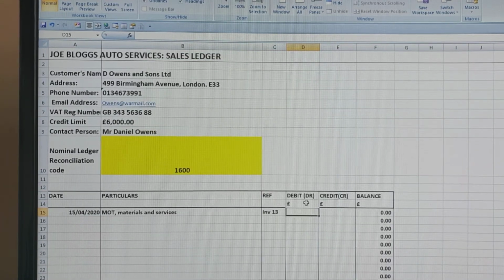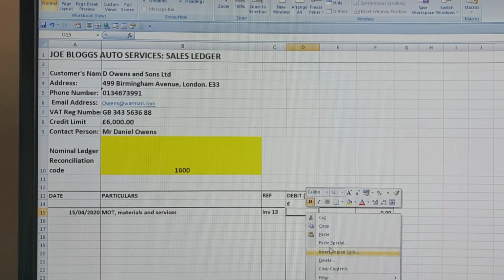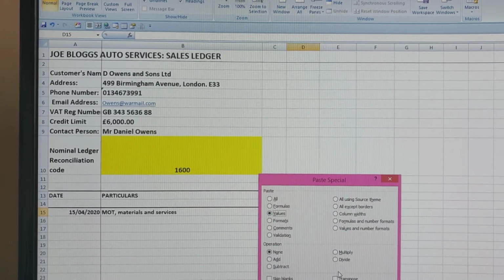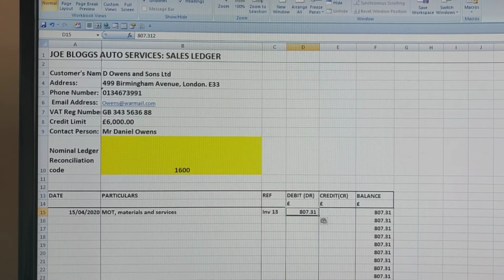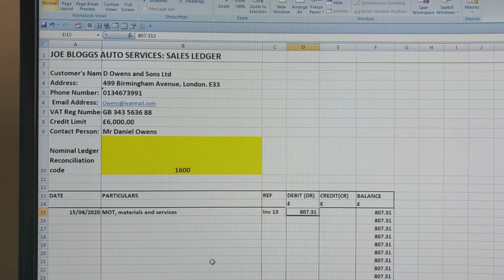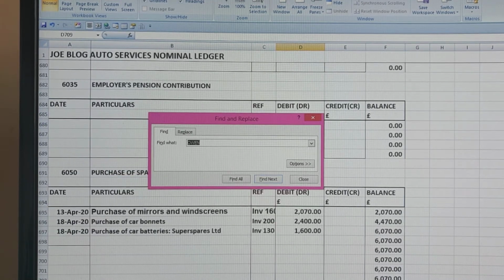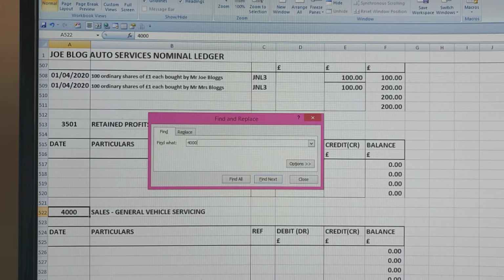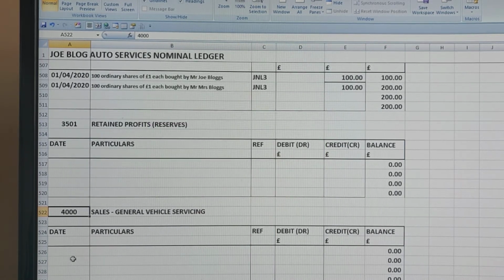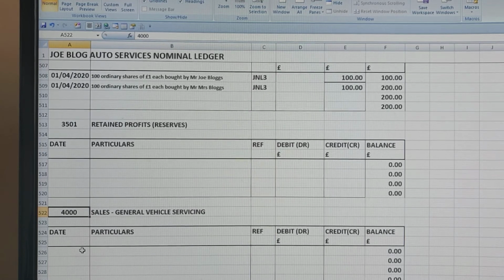Because the customer has to pay all of these to Joe Blocks Auto Services Limited. So we have done that. That's everything. That is the amount that is owed by the customer, including the VAT. Now, if I go to the nominal ledger, to the account code, this is a sales income code, by the way. Sales, general servicing sales. So we are going to credit it with the net amount of the sales.